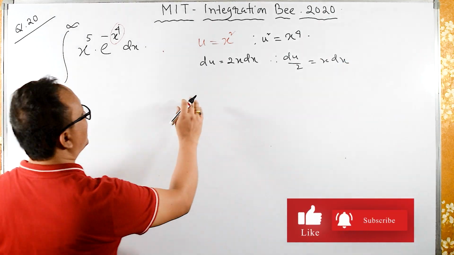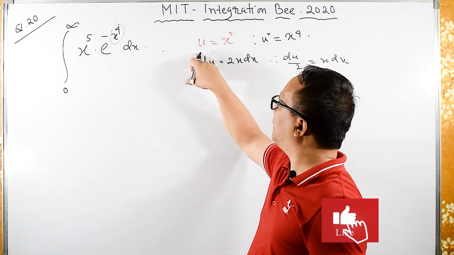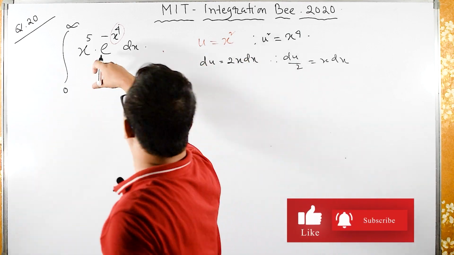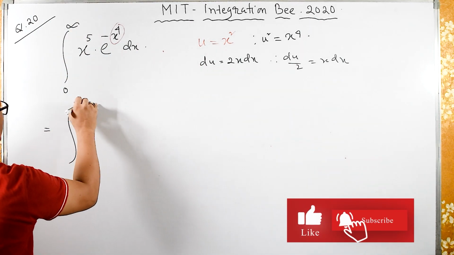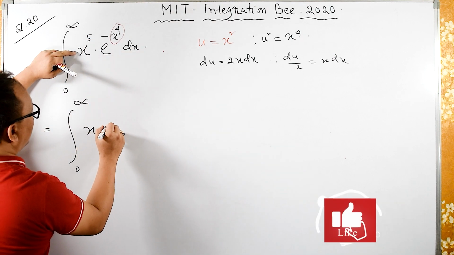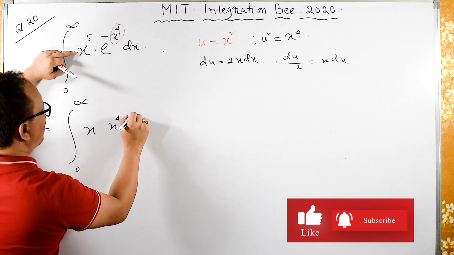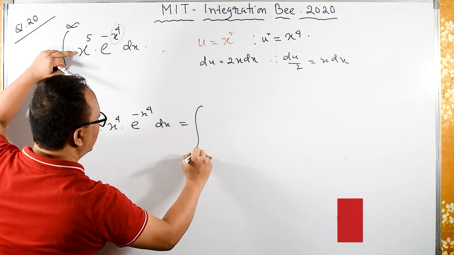Therefore, what about limits? When x tends to 0, u also tends to 0. When x tends to infinity, u tends to infinity. The limit doesn't change anything. Here we have 0 to infinity as it is. So instead of x5, I can write x into x4 and then e raised to minus x4 dx, integral from 0 to infinity.